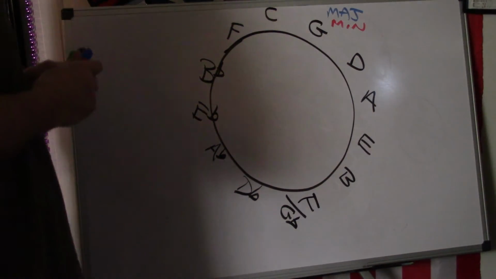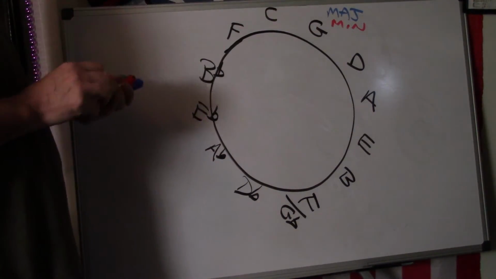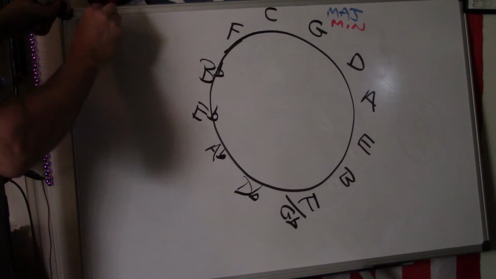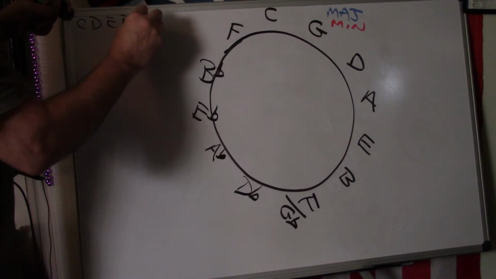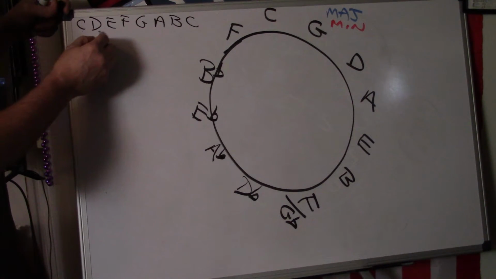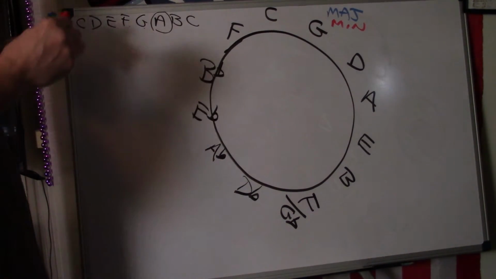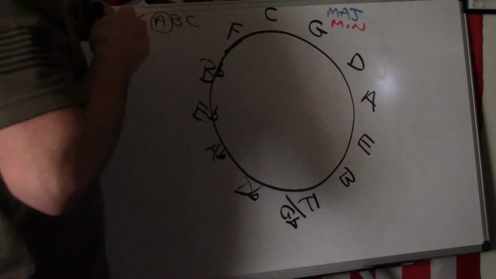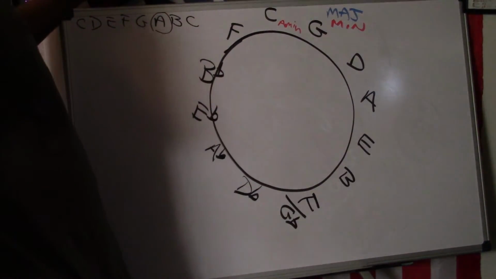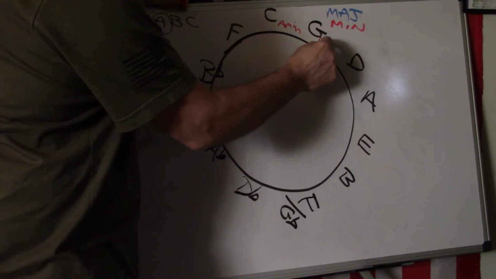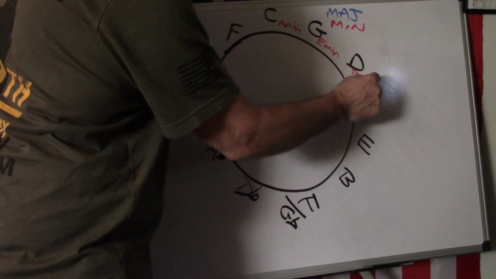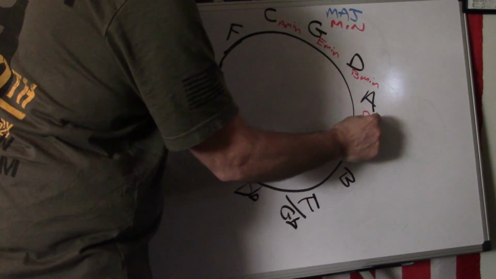Now, it's always going to be the sixth one off of that. So let's use C, for example. C, D, E, F, G, A, B. 1, 2, 3, 4, 5, 6. Okay, so we're going to put this in red. It's C major or A minor. And it'd be G major or E minor, D major or B minor, A major or C sharp minor.